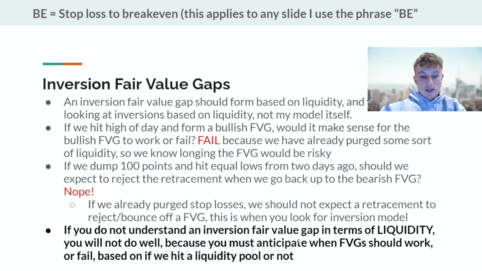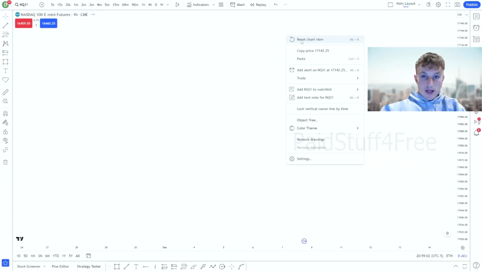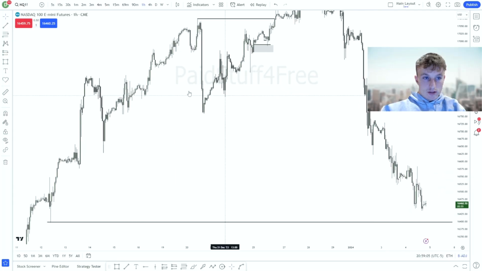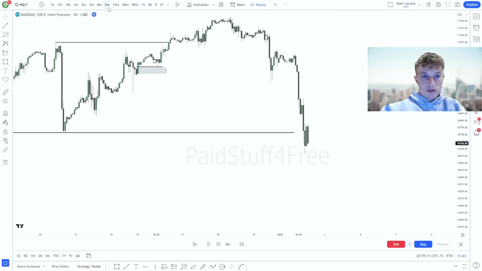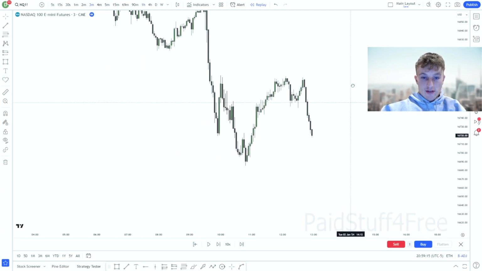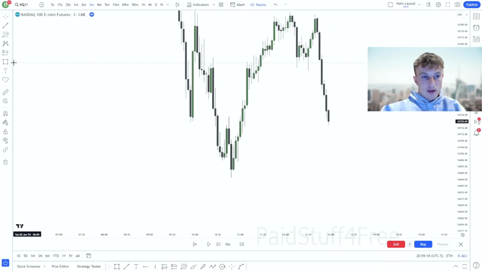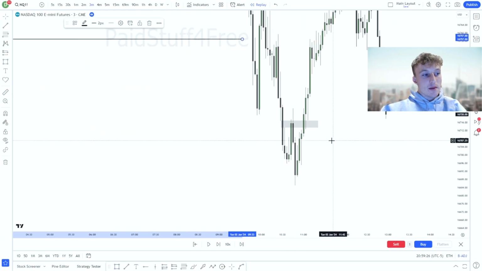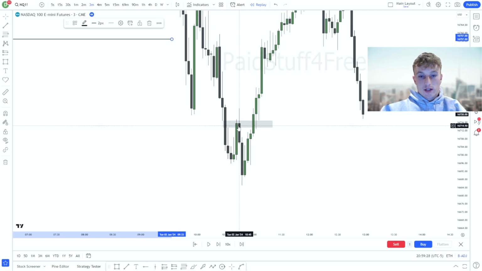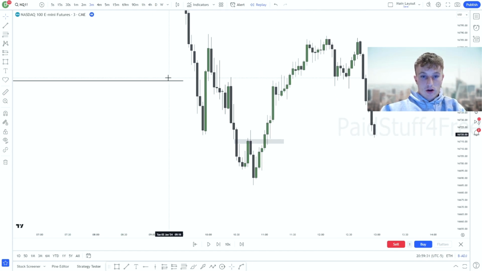Okay, you need to be understanding inversion fair value gaps in terms of liquidity. A great example was the other day. Okay, we had very obvious equal lows down here. All right, very obvious. Now, if I go back to the chart, when we hit these equal lows, we have a bearish fair value gap. Okay, right here. And what do you notice? We have a bearish fair value gap here. Price, after you hit these equal lows, it does reject it. But is this a good play? No. You want to use this when it turns into an inversion. And because we swept equal lows, most likely price is going to use an inversion.